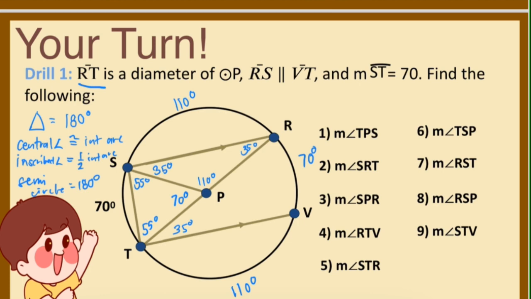And another one, look at this. 55 and 35, 90 degrees. Why? Because STV intercepts SRV. 110 plus 70, 180 divided by 2, 90.